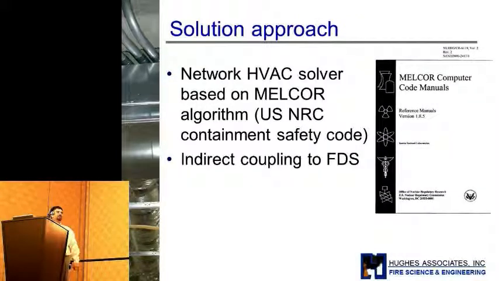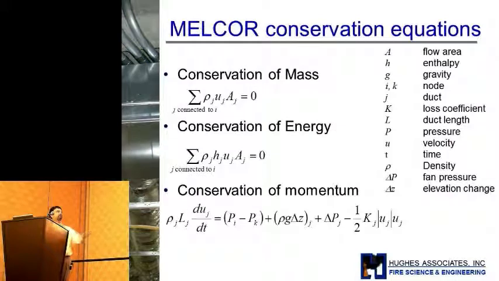So the basic solution approach is just a simple network solver. It's based on the solver in MELCOR, which is the U.S. Nuclear Regulatory Commission's best estimate code for containment safety. And we've done an indirect coupling to FDS, which I'll discuss what that means as I get into the talk.